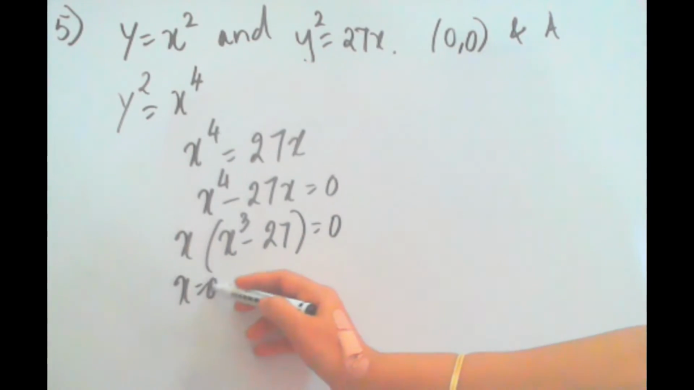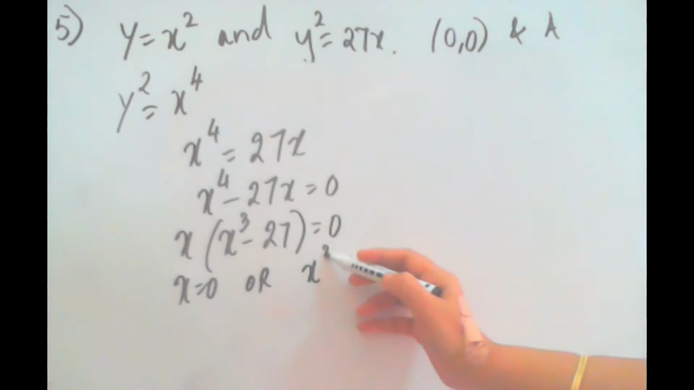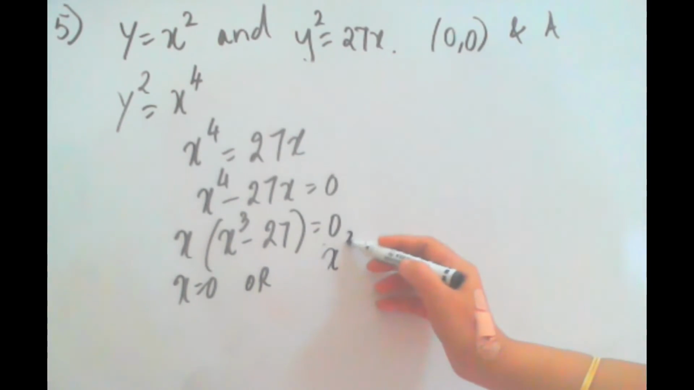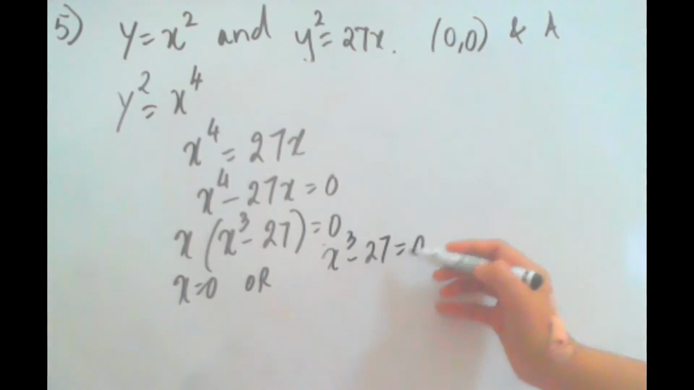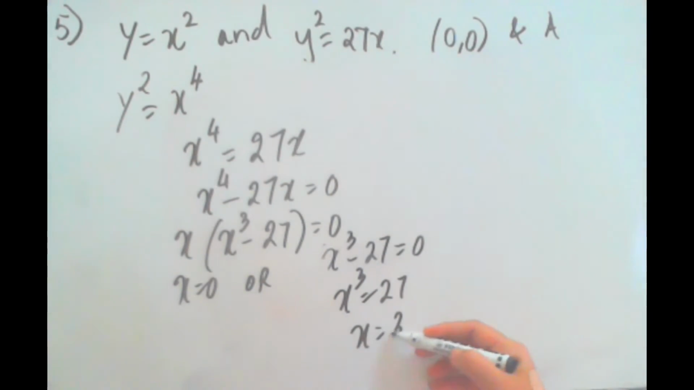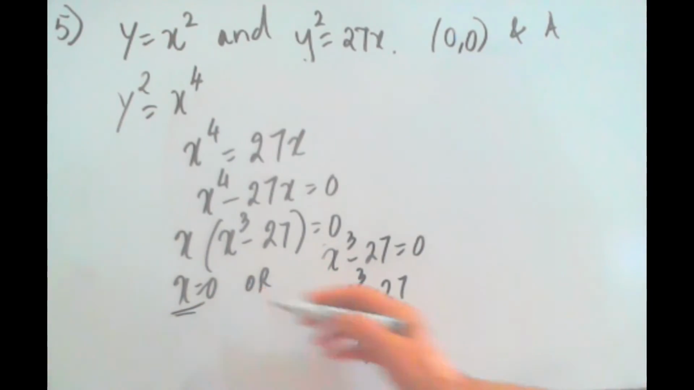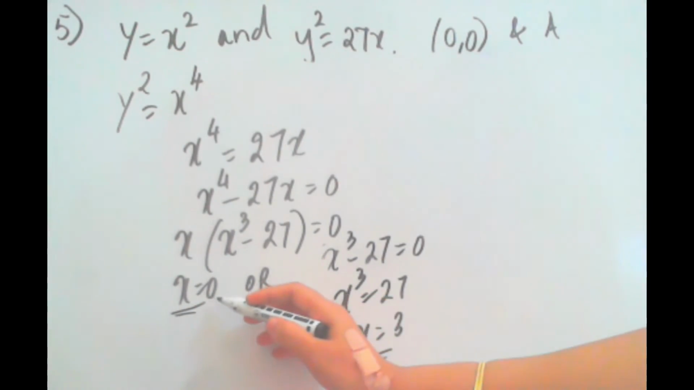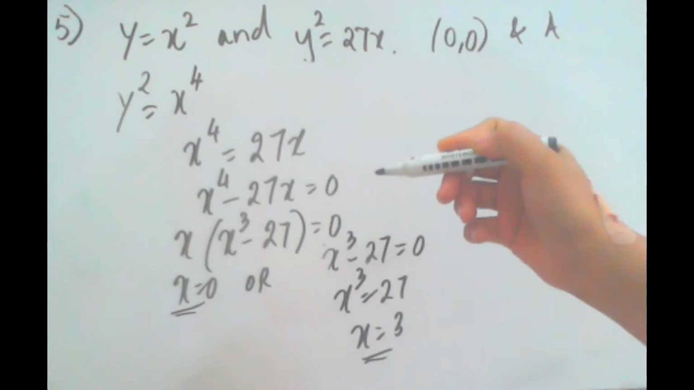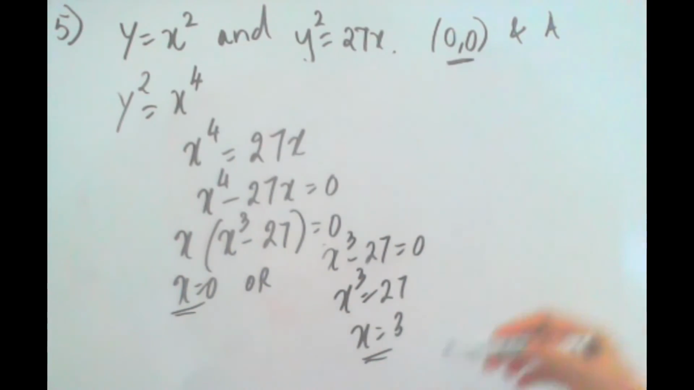So from here it follows that x is 0 or x cube minus 27 is 0. So x cube is 27, x is 3. So we have got two values for x. So this x equal to 0 is the (0, 0) origin, the one point of intersection. Remember, this is given already. So x equal to 3 is the x coordinate of point A.